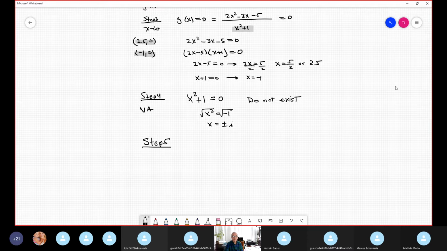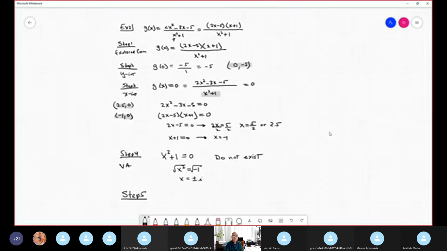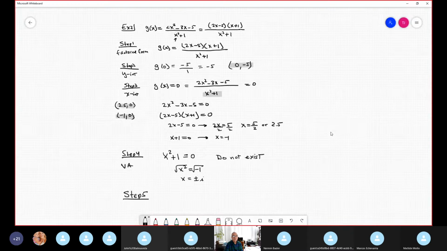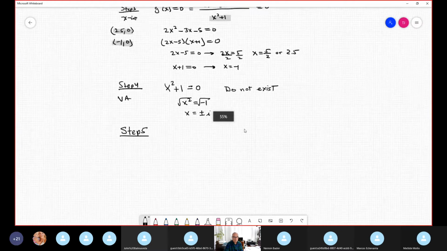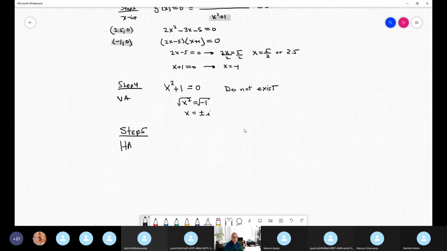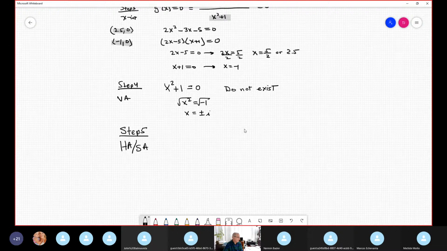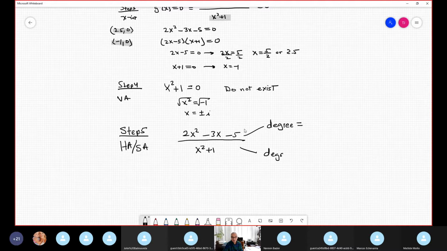What is step 5? Horizontal or slant asymptote. Oh, exactly. Let me copy again the original: 2x squared minus 3x minus 5, divided by x squared plus 1. And you are doing the analysis of the degree. What is the degree of the polynomial in the top?